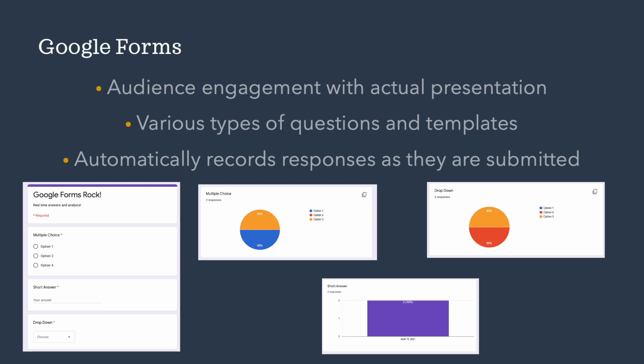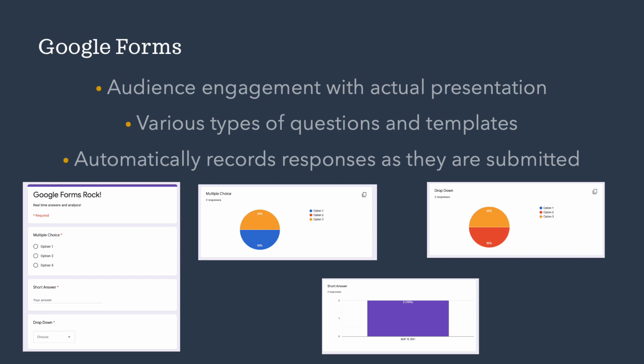They mention that a couple of reasons it's good to use Google Forms is because it allows you to use various types of questions, and you can see the little example that I made. It says Google Forms rocks right on the slide, and you can see the different types of questions. You can do multiple choice, you can do short answer, you can even do a drop down box question.